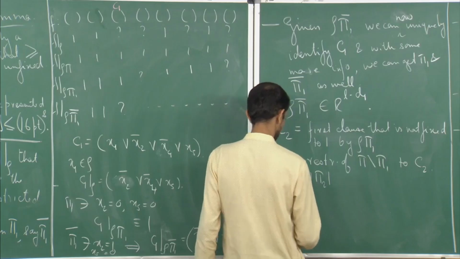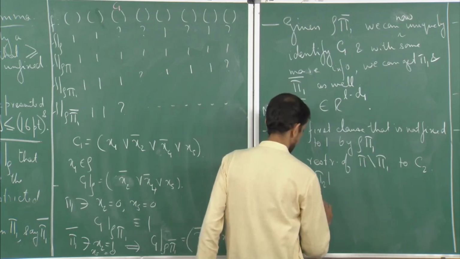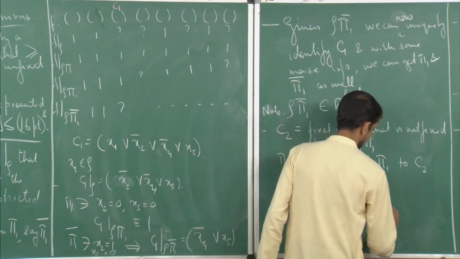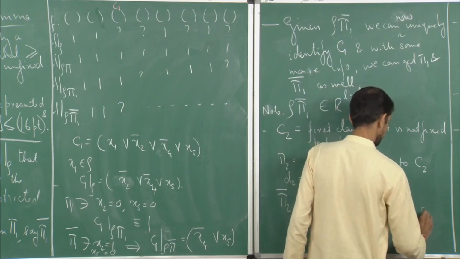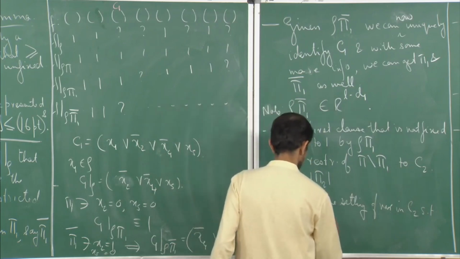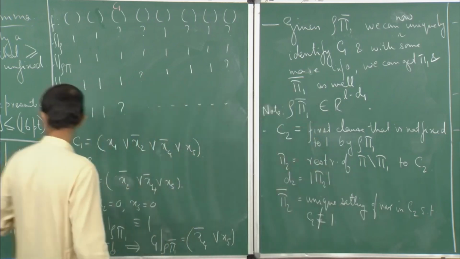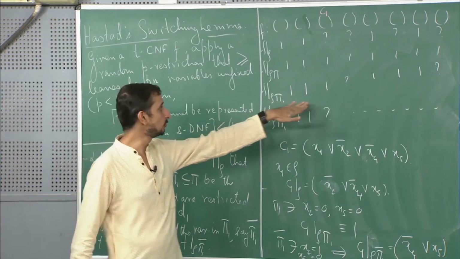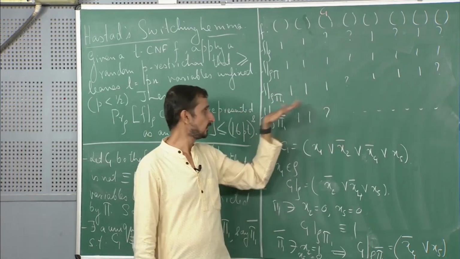Similarly, pi 2 bar is the unique setting of variables in C2 such that C2 is not identically equal to 1. Okay. So, we just continue in this manner. So, we have rho pi 1. In rho pi 1, C1 got set to 1. Now, look at the first clause that is not set to 1 by rho pi 1.